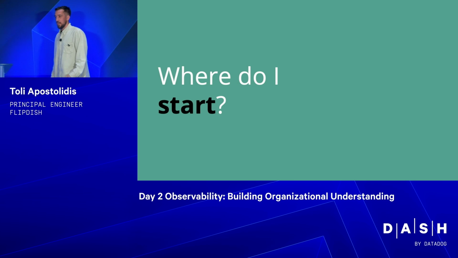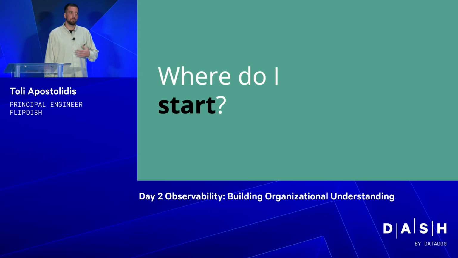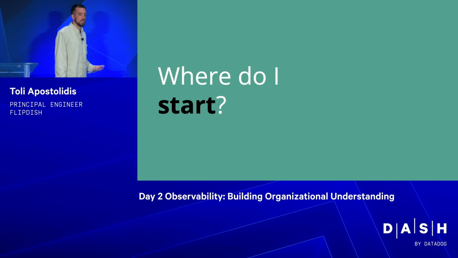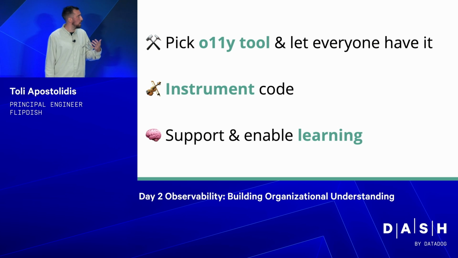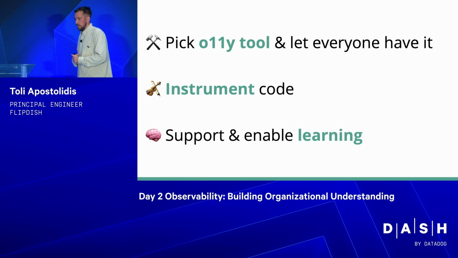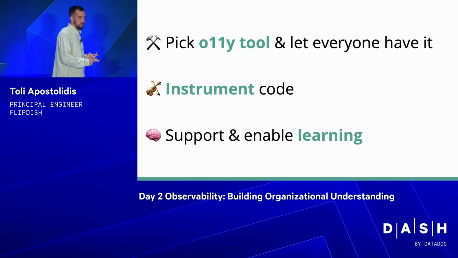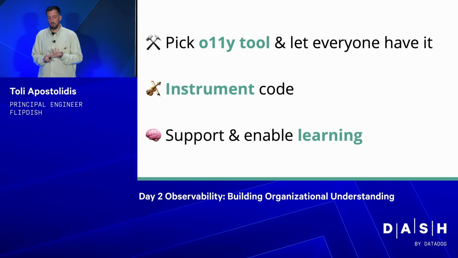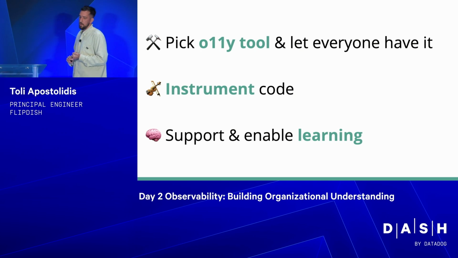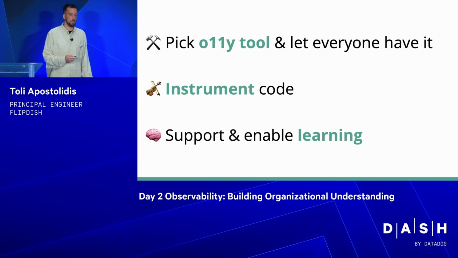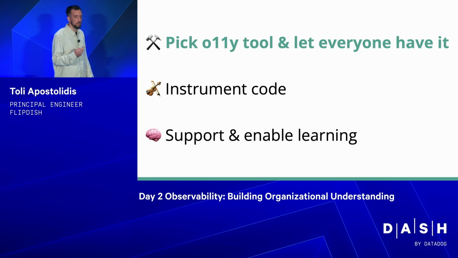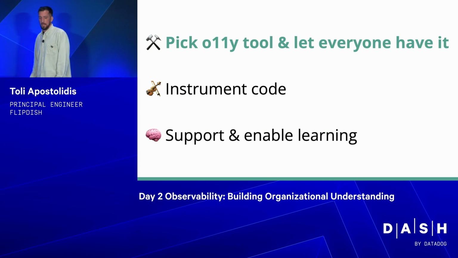So where do I start? I said that there's no three things, but if I look back, there are actually three things that I figured out are the most useful. Yes, you do have to pick an observability tool, but critically, you have to let everyone have it. You need to instrument your code, and you need to support and enable learning, the third one being the most important. But let's start with picking an observability tool quite quickly.